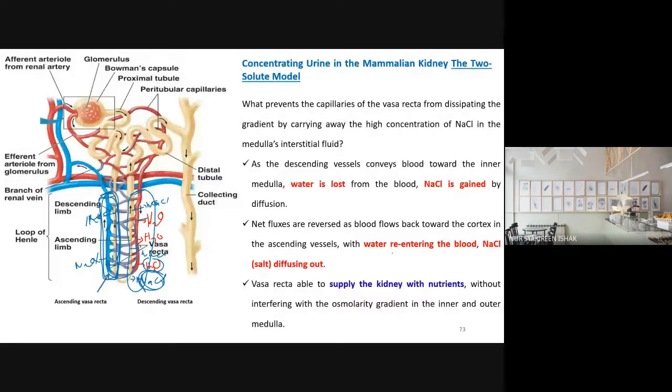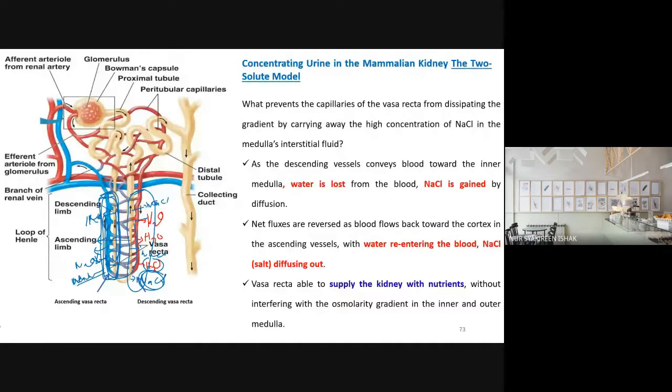So net flux are reversed as blood flows back towards the cortex in the ascending vessels where water re-entered the blood and NaCl diffuse out of the blood vessels. Okay, so vasa recta able to supply the kidney with nutrients without interfering with the osmolarity gradient in the inner and outer medulla. So bila darah naik kan, so darah akan ambil air daripada descending limb of loop of Henle, and at the same time kan dia akan bagi nutrien lah juga, nutrien kepada kidney. Okay, it gives nutrient to the kidney.